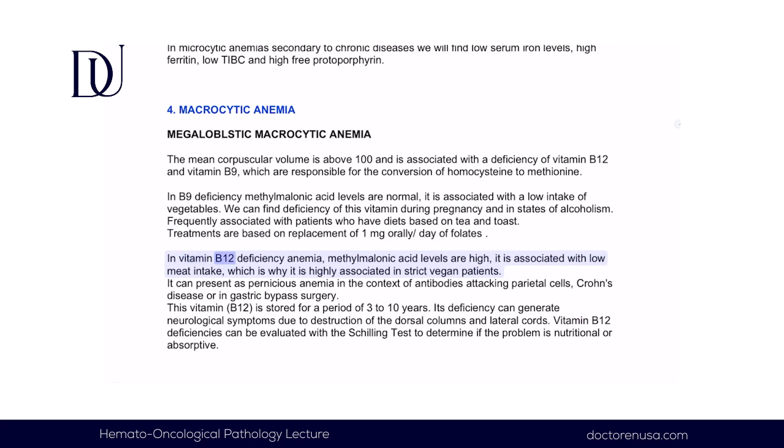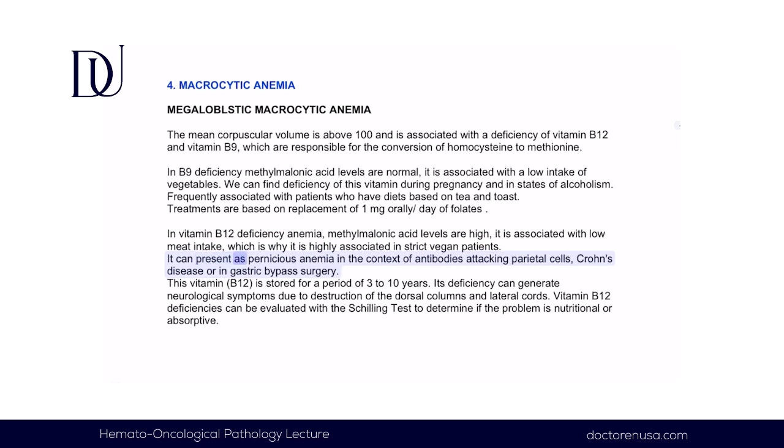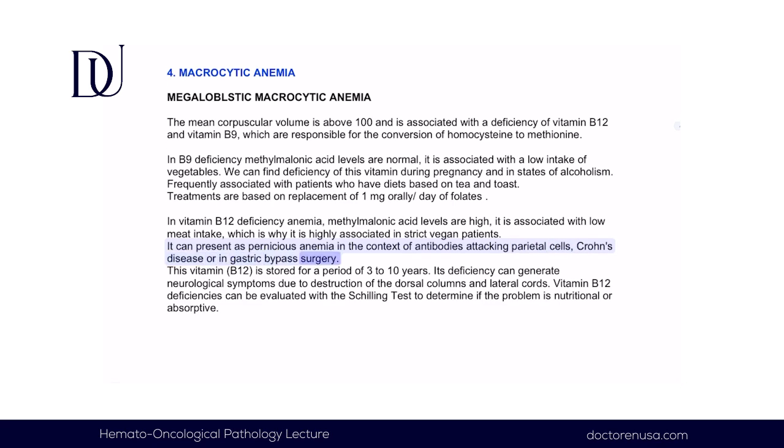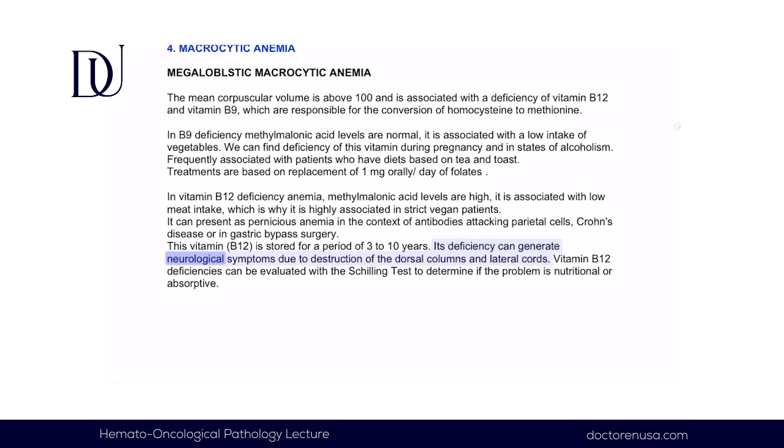In vitamin B12 deficiency anemia, methylmalonic acid levels are high. It is associated with low meat intake, which is why it is highly associated in strict vegan patients. It can present as pernicious anemia in the context of antibodies attacking parietal cells, Crohn's disease, or in gastric bypass surgery. This vitamin, B12, is stored for a period of 3 to 10 years. Its deficiency can generate neurological symptoms due to destruction of the dorsal columns and lateral cords.